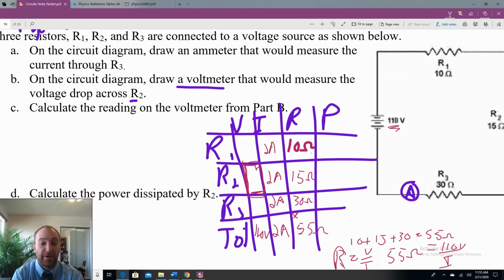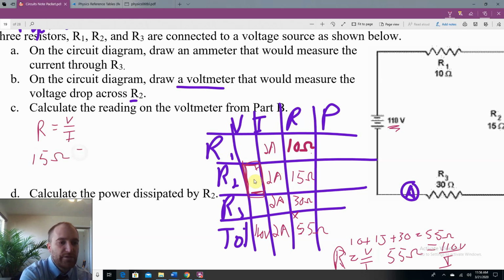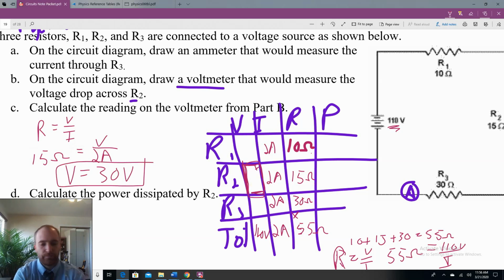Alright, I think I'm finally ready to answer my question, because now we know R for R2, we know I for R2, and we're solving for V. So I'm going to do R equals V over I. 15 ohms is equal to V over 2 amps, since we know the current through that device is 2 amps. Multiply across, and I got a voltage of 30 volts. Cool.